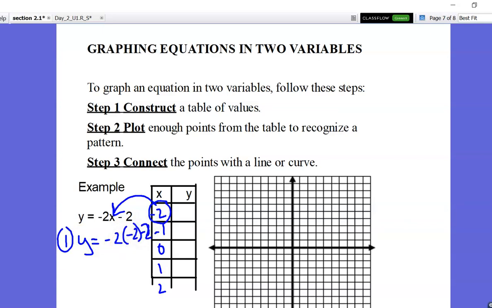So we're going to solve -2 times -2 minus 2. Negative times a negative makes a positive. So when we substituted -2 in for x, we got 2 out for y, and we can plot the point. Then we can try the rest of the numbers. Substitute -1 in, we should get a value of 0. Substitute 0 in, we should get a value of -2. Substitute 1 in, gets -4. And then 2 in, we should get -6.